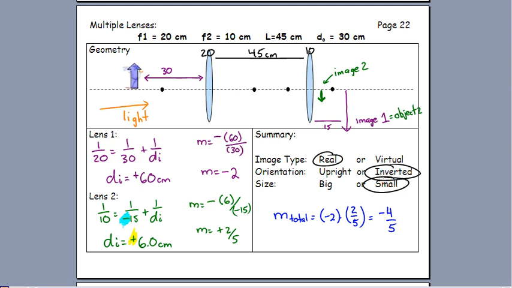So generally speaking, with multiple lenses, you just look at it as links in a chain. When one lens is finished with it, the next lens picks up from there. But sometimes you have to be a little creative with your minus signs.